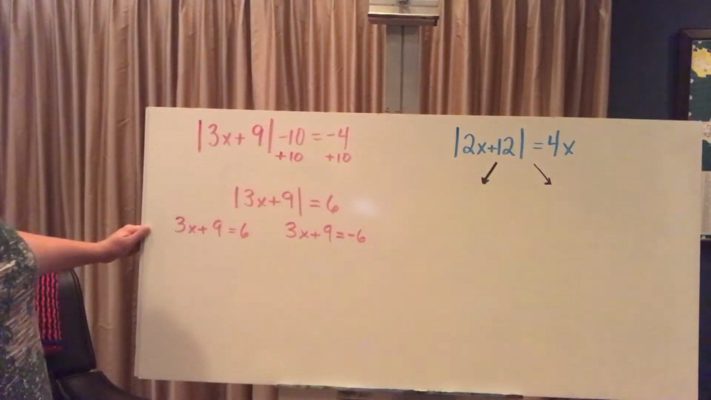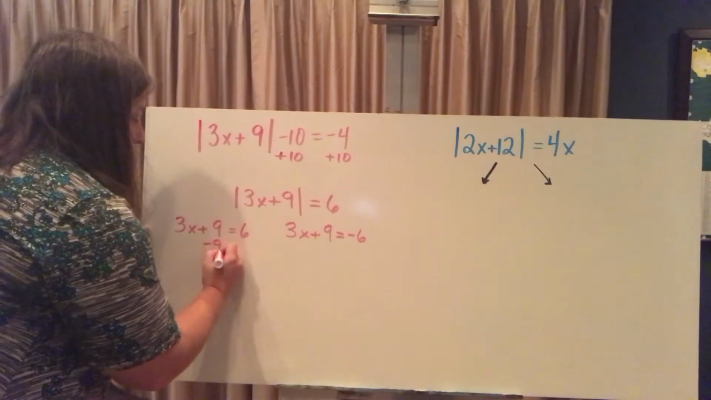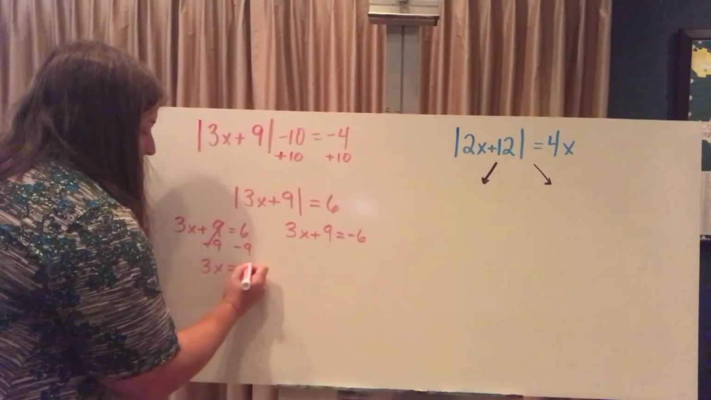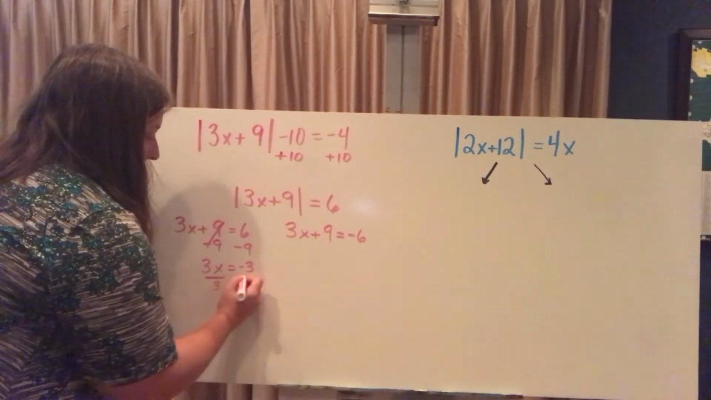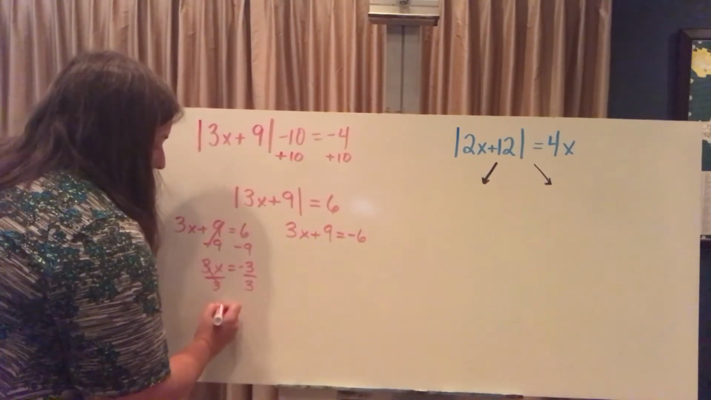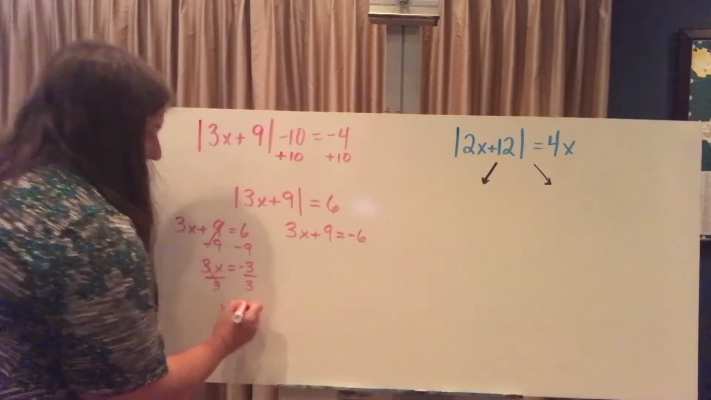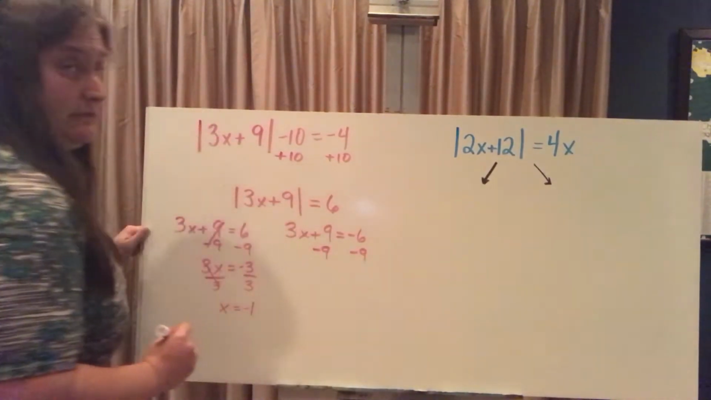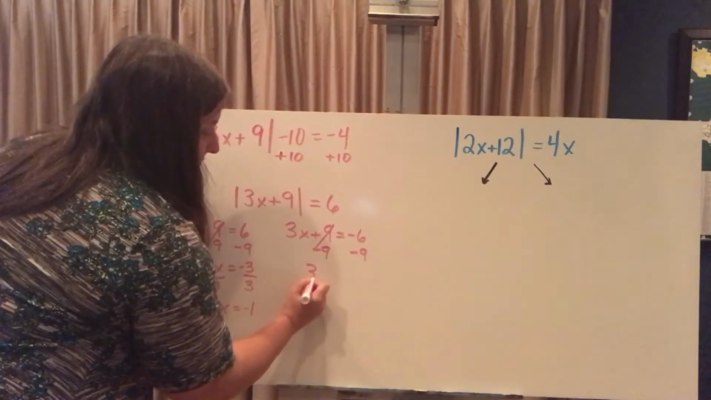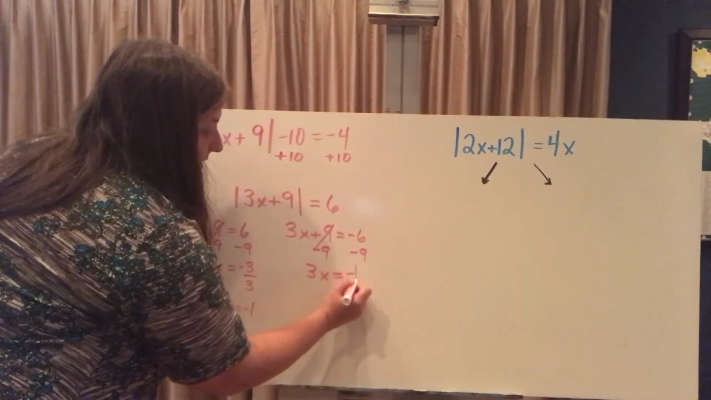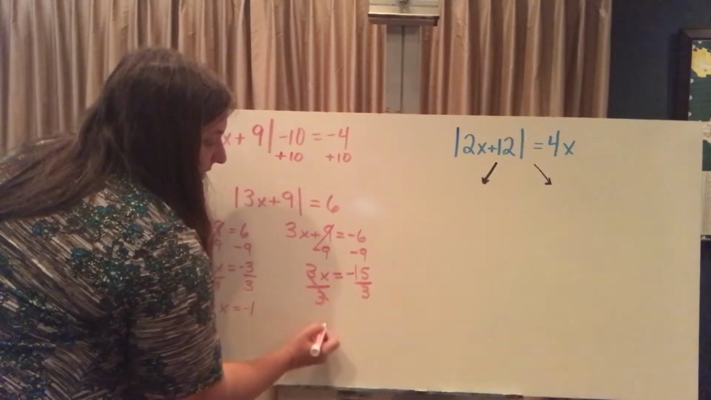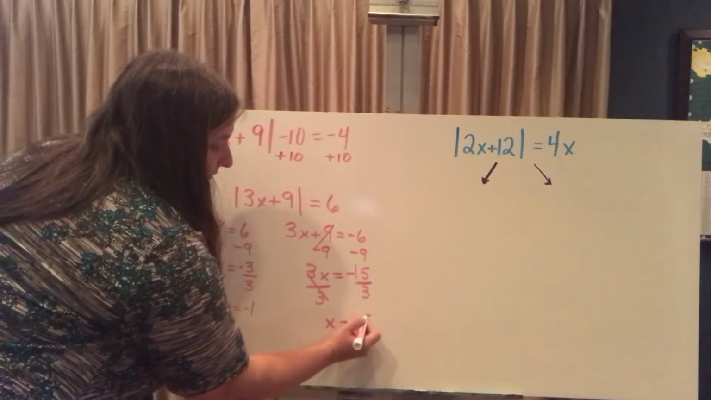So now I'm just going to go ahead and solve them. I'm going to get rid of 9 here and then have 3x equals negative 3. Divide by 3 on each side, and I get x equals negative 1. On this side, I'll subtract 9 from each side, get 3x equals negative 15. Now I'll divide both sides by 3, and I get x equals negative 5.